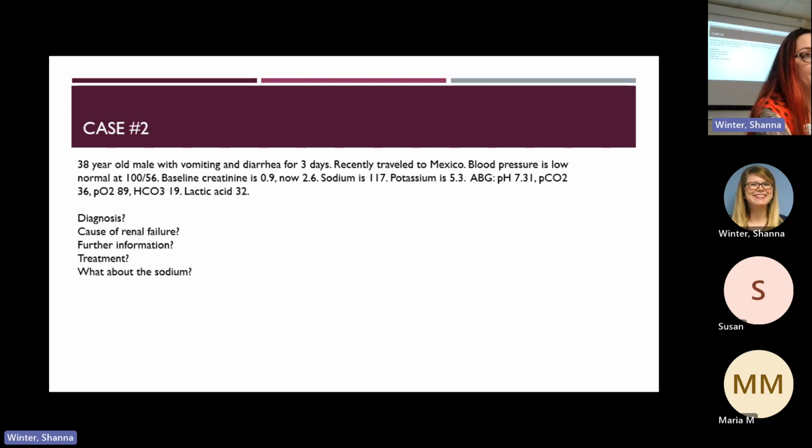The tricky part is his sodium is 117. How long has his sodium been low? Don't know. You can think perhaps a couple days, but we don't know for sure. We don't know what his baseline sodium is. So what is the concern there? He needs volume, but we don't want to do what?